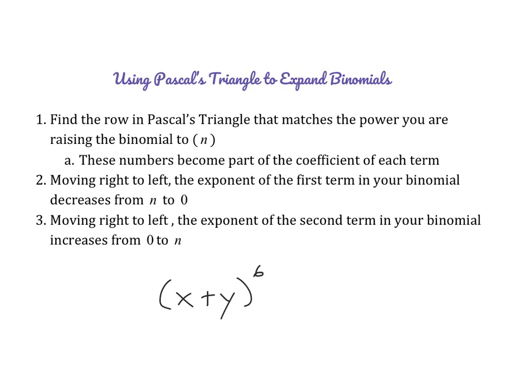And then moving from right to left, the exponent of the second term of your binomial is going to increase from 0 to n. So you do the exact opposite. Your first term would have y to the power of 0, which disappears, it becomes 1. And then you'd have y squared, y cubed, y to the 4th, all the way up until you reach y to the 6th, or whatever this n value is. So your first term is going to decrease in power, and your second term is going to increase in power. And then all you need to do is multiply everything together for each term, and that will give you your expanded binomial.